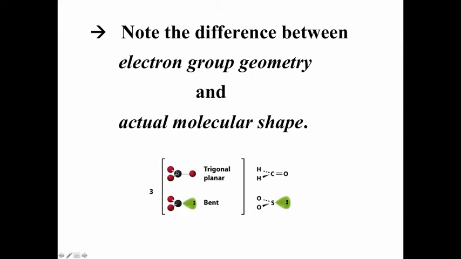We have 3 electron groups around the central atom in this shape, and we have 3 electron groups around the central atom in the shape below that. But this one, because each of the electron groups is bonded to an atom, is a trigonal planar shape, and an example is shown to the right. But in the case of the lower structure, we have only 2 electron groups bonded to atoms, and one of the electron groups is not bonded to an atom. So we have 3 electron groups, but only 2 are bonding groups, and the actual molecular shape, therefore, is bent.